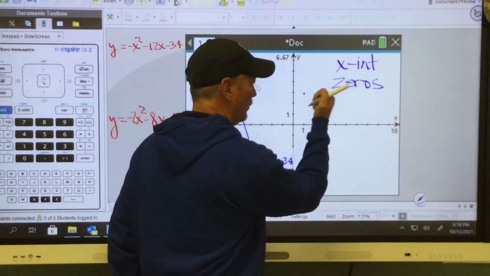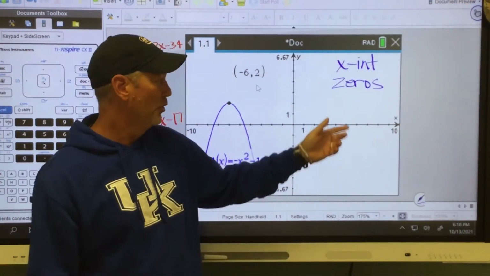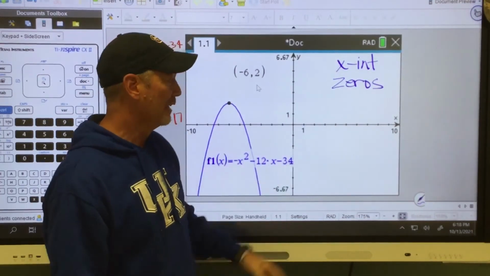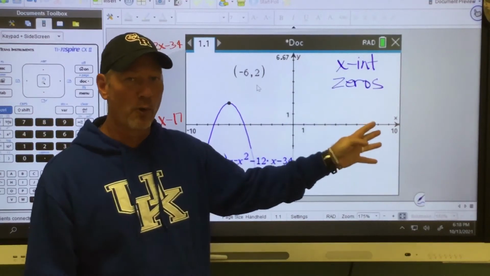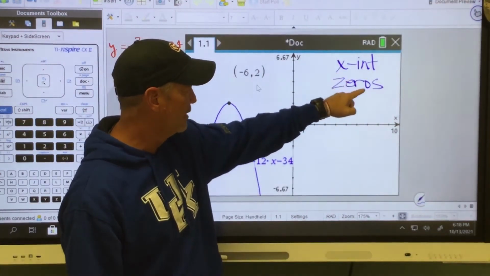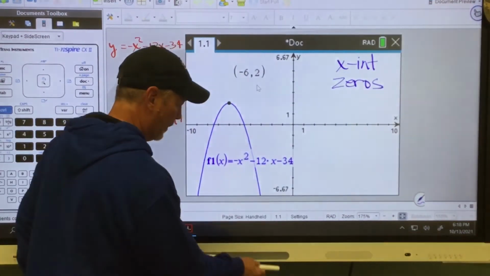Okay? Later on, you're going to hear us call these roots, and solutions. And all four words are going to mean the same thing, but right now, you need to know that X-intercept and zero mean the same thing. And here's what we're going to do.